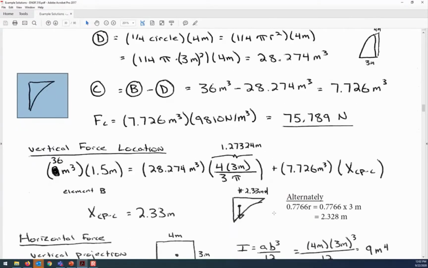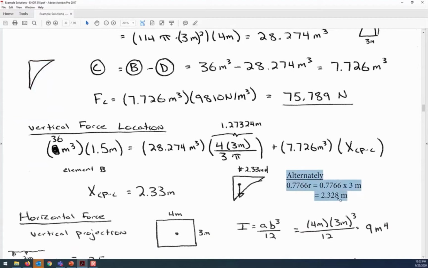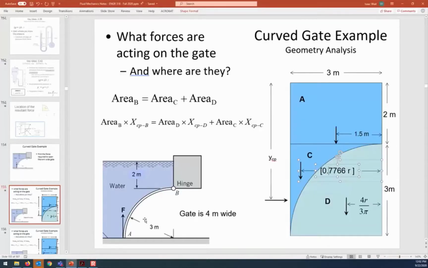And so here you can see the magnitude. This other approach that I used to use was kind of a weighted average. But instead of the weighted average approach, we get the same answer if we just calculate the distance directly. So it's 0.7766 times r, where the radius is 3 meters, and that gives us 2.328 meters. So that's effectively the same as the 2.33 that I used to calculate the bad old way when I was doing a weighted average. So we know the magnitude and the location for this force and this force.